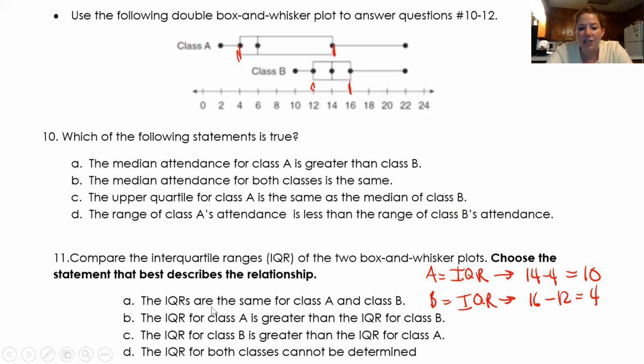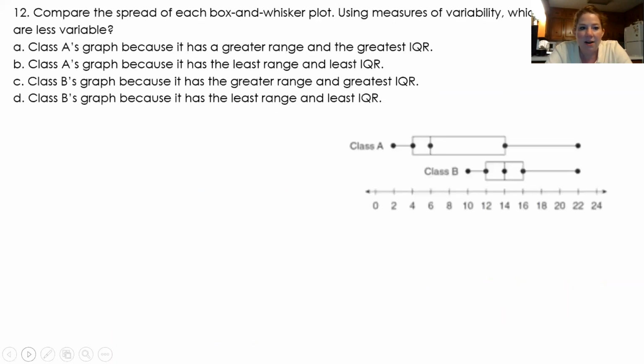All right, so let's see what it says. The interquartile ranges are the same. Well, that's not true. Where'd my pen go? There it is. All right, the interquartile range for A is greater than the interquartile range for B. That is true. The interquartile range for B is greater. No, that's the opposite. The interquartile range for both classes cannot be determined. No, that's not true. We already know what they both are.